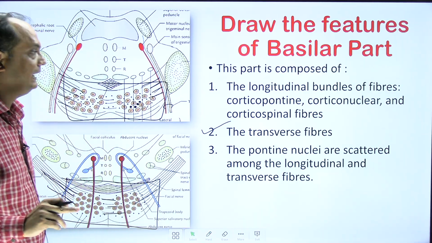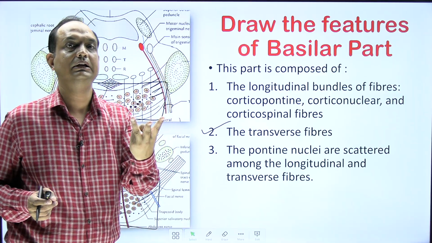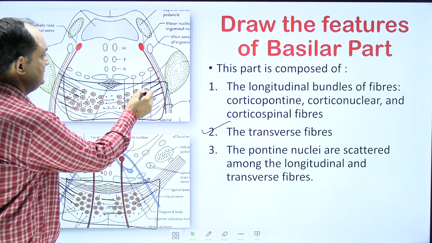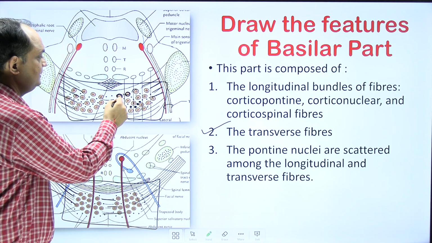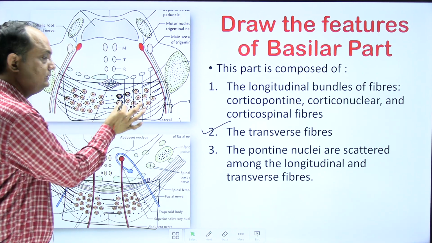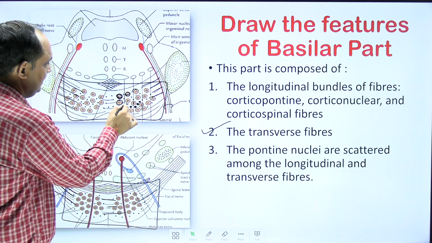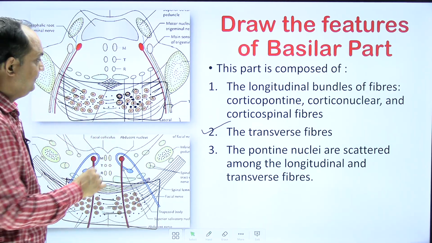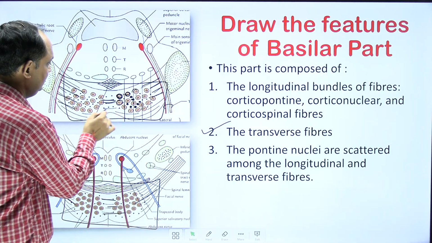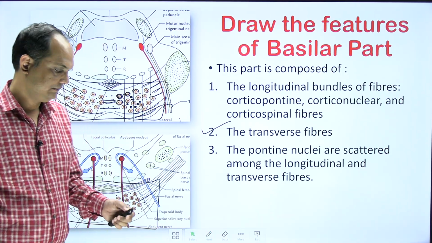So first you have to draw the basilar part. In the basilar part you have to draw three things: multiple circles, which show the longitudinal fibers going downwards into the medulla. Second, in between these multiple circles you have to draw the black dots, which represent the pontine nuclei, plus you have to draw the horizontal black lines, which represent your transverse fibers.